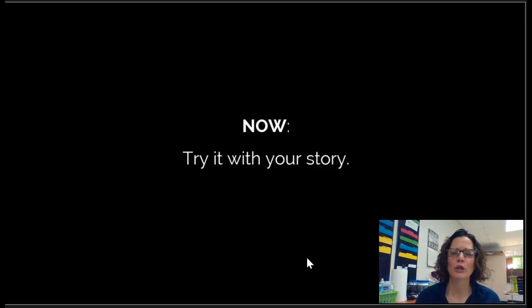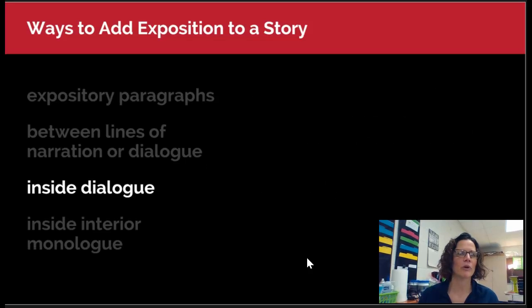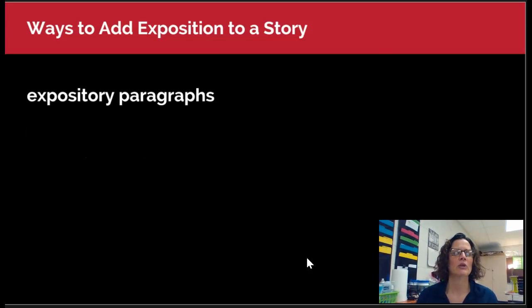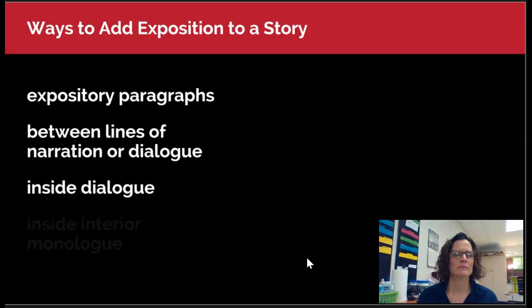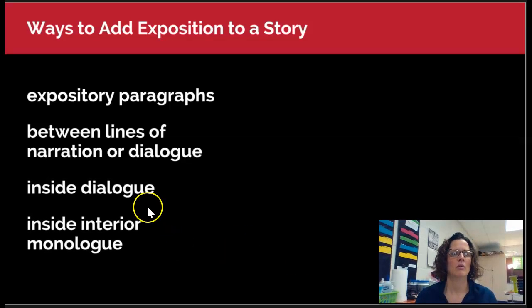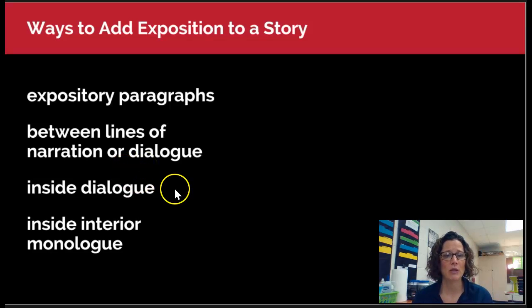Now, you're going to look at the draft you're working on for your story, for your narrative, and you're going to try using all 4 of these techniques to add to parts of your story. So let me go back. You're going to try adding expository paragraphs. You're going to try adding exposition between lines of narration, inside dialogue, and inside interior monologue.